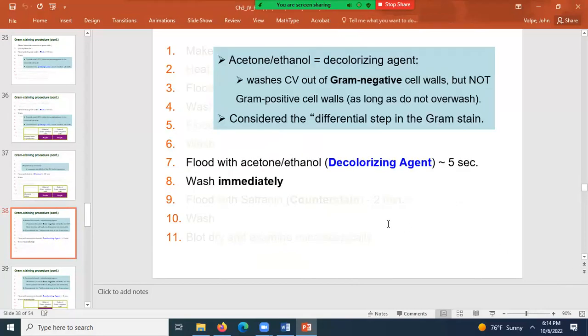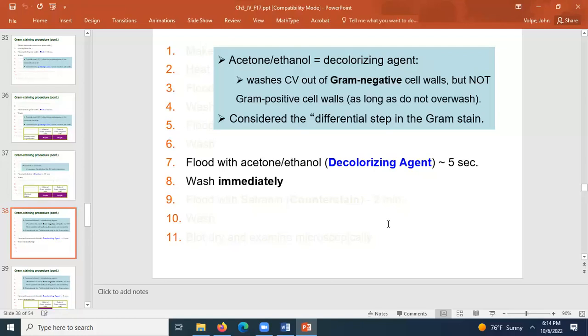And now you flood the slide with acetone and ethanol. Hopefully you guys can see this. Where's my pen? Can you guys see this? I'm going to pretend this is a slide.